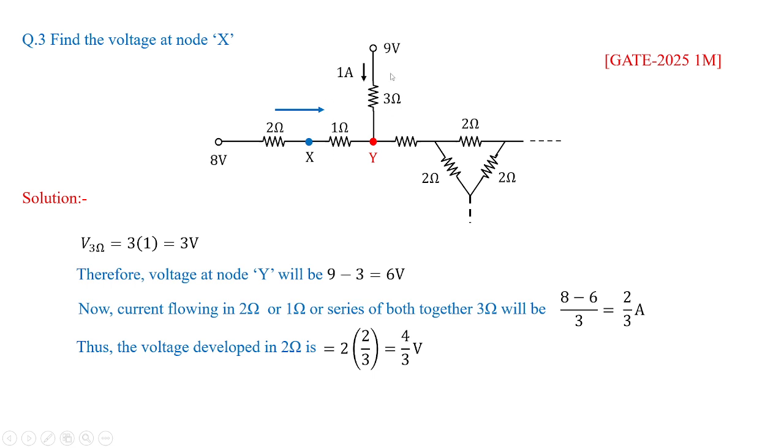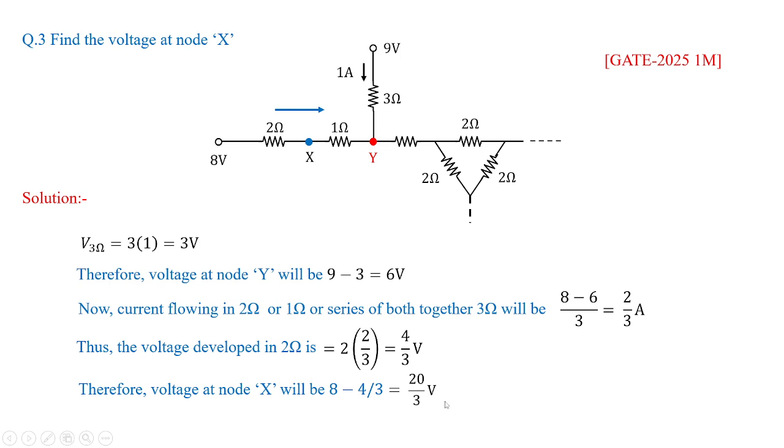Now from the starting we have seen how we have estimated the value of voltage across Y. Same analysis we are going to apply across X. So therefore the voltage at node X will be 8 volts minus the recent voltage what we have calculated, that is 4 by 3, which is equal to 20 by 3 volts.